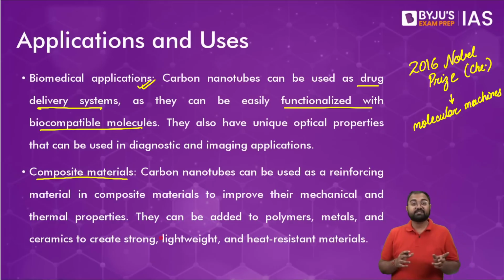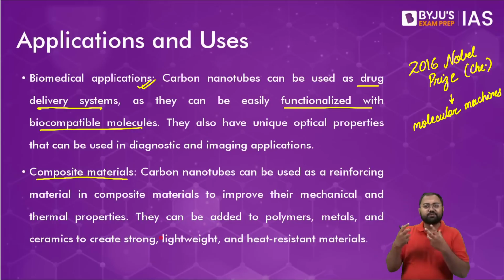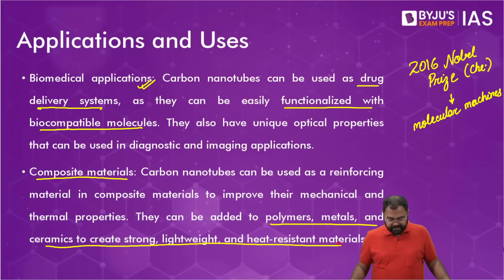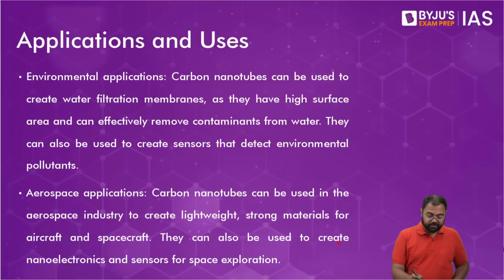Similarly, we also discussed that they are lightweight. So because of all these properties, you will try to use one of these properties wherever we want. So that's why they can be added to polymers or metals or ceramics, so that they can create strong, lightweight, heat resistant material. So that's why we see that there are so many ways in which these carbon nanotubes can be used.